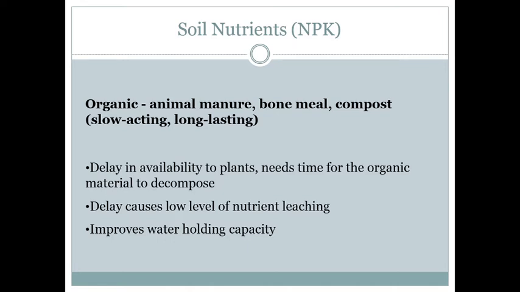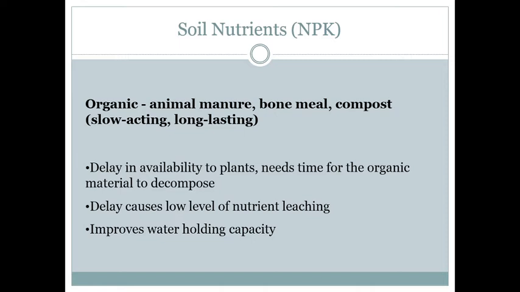Then we have also organic. So organic coming from animal manure, bone meal, compost. It could be slow acting or long lasting. So we have the soil nutrients, the nitrogen, the phosphorus, and the potassium. The delay in availability to plants is because it needs time for the organic material to decompose. The delay causes a low level of nutrient leaching. And of course, it improves water holding capacity. So those are the importance in soil nutrients.